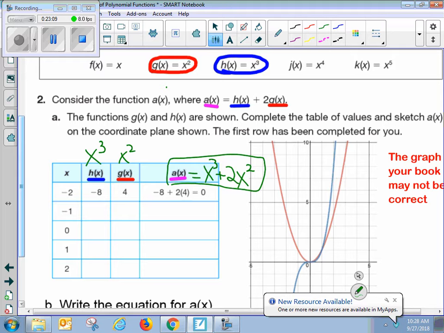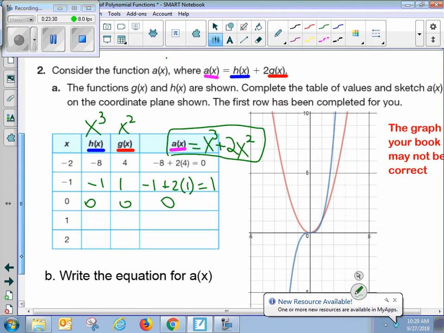What is -1 cubed, please? Just yell it out. -1? What is -1 squared? 1. Okay, so this says -1 plus twice 1, which would be 1. What's going to happen with 0? 0? Okay, now what happens with 1?